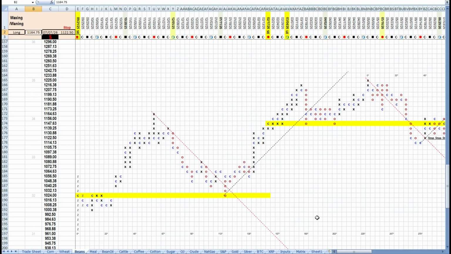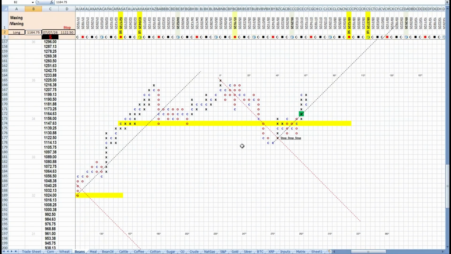Here's the beans. Again, from the beginning, when I started plotting these waxing and waning periods, you can see it's kind of a nice little coagulation.